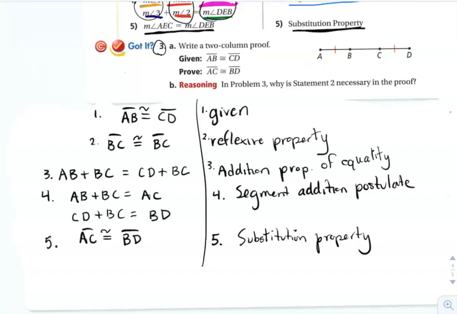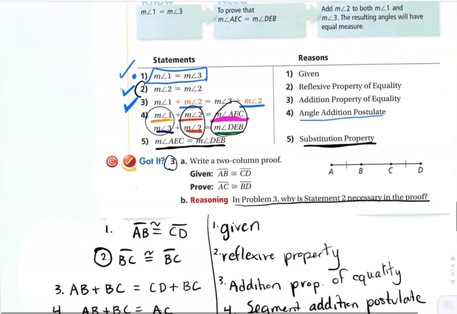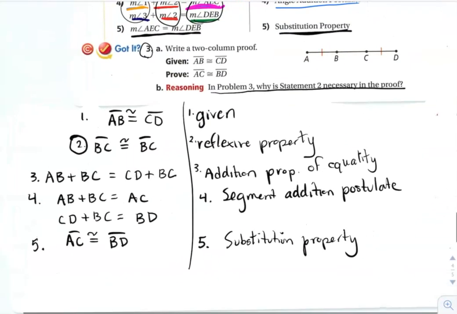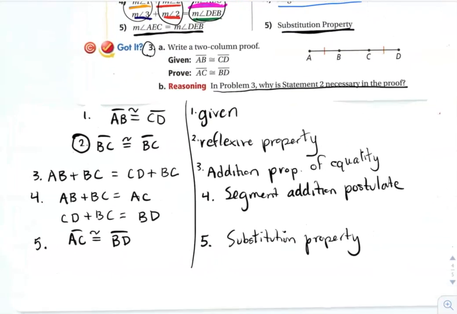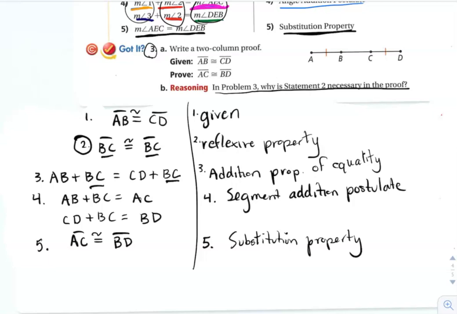So for part B, guys, in problem 3, why is statement 2 necessary in the proof? You're kind of just making it obvious what your train of thought is. So where you guys see segment BC is congruent to segment BC using the reflexive property, it doesn't seem like it's that necessary. You guys can see the same step here, but I think it's good to show that you're adding the same quantity to both sides because these two segments are congruent. All right.